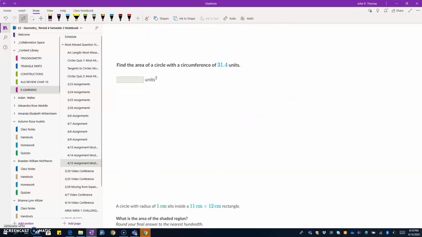Next one is find the area of a circle with a circumference of 31.4. So if I do that, I've got 31.4 as circumference. We know circumference equals 2 pi r. So I'm going to put that 31.4 equals 2 pi r. So 31.4 over 2 pi equals r. Now it asks for the area, so area equals pi r squared.